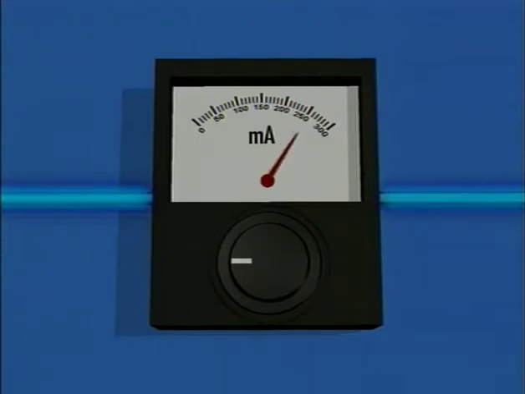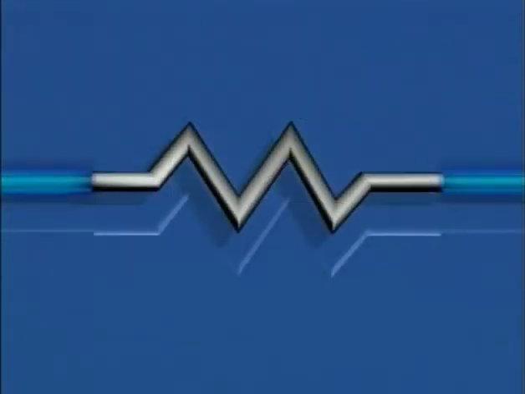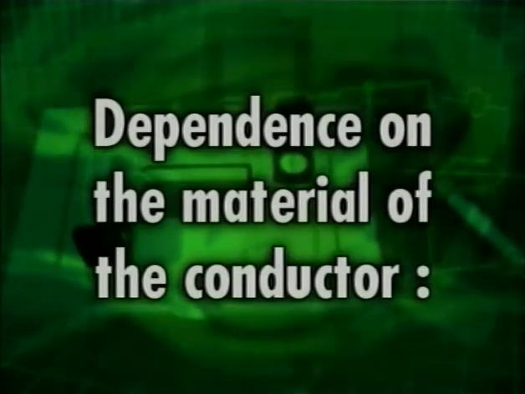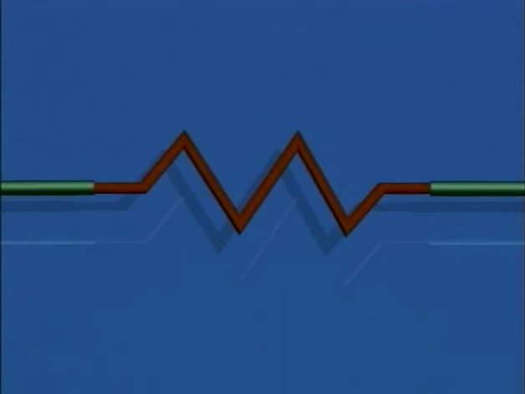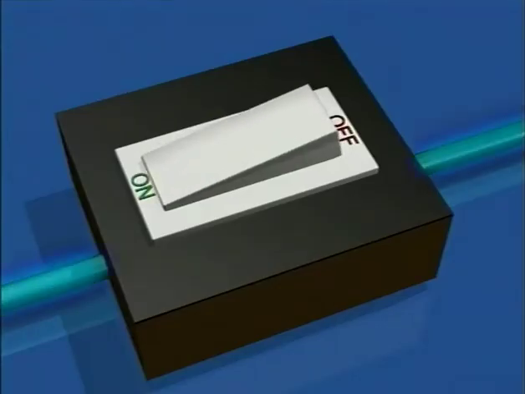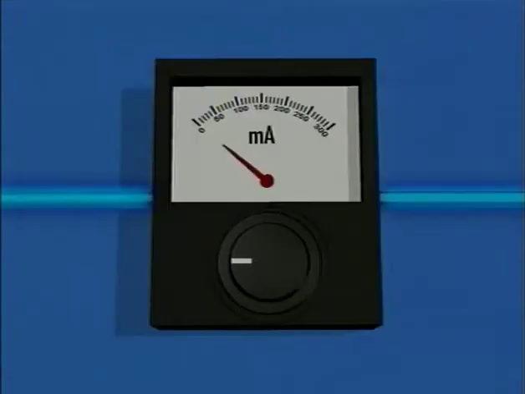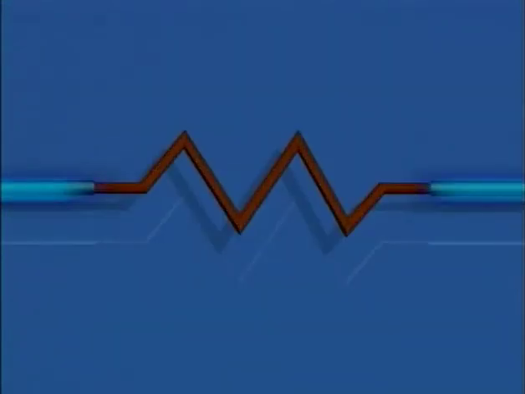Observations. The ammeter reading is increased when a thicker wire of the same material and the same length is used. Dependence on the material of the conductor. Now replace the nichrome wire by a copper wire of the same length and same area of cross-section as that of the nichrome wire and note down the current through the circuit. A change in the ammeter reading is observed when a wire of different material of the same length and same area of cross-section is used.